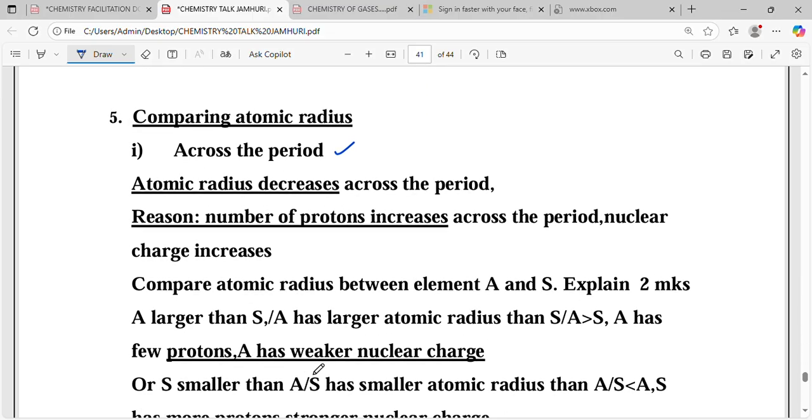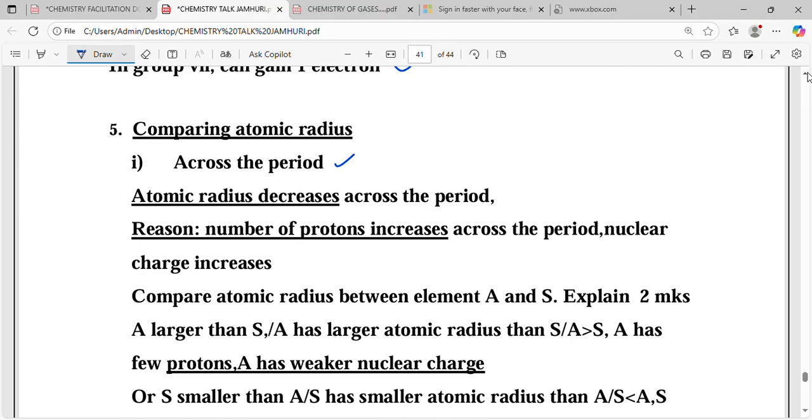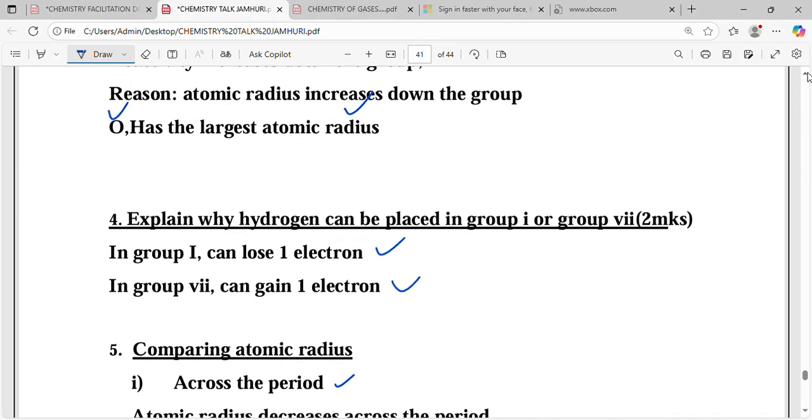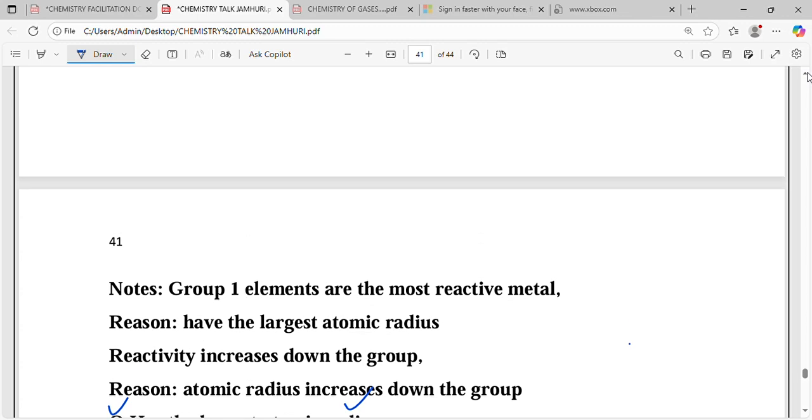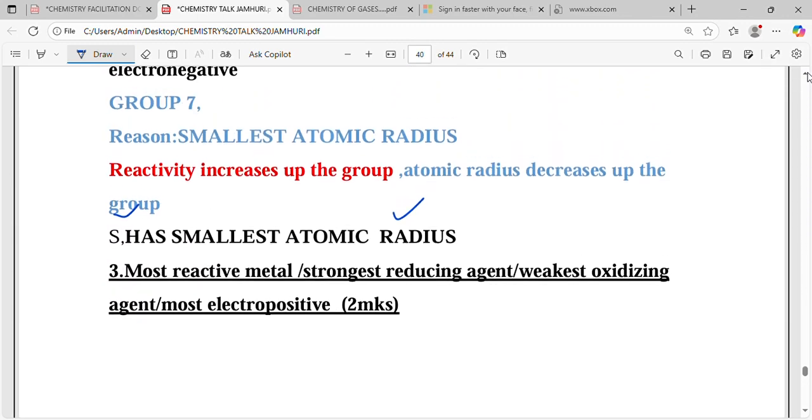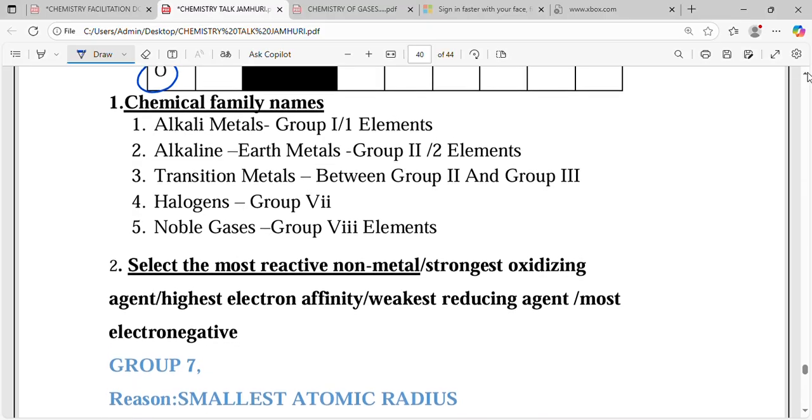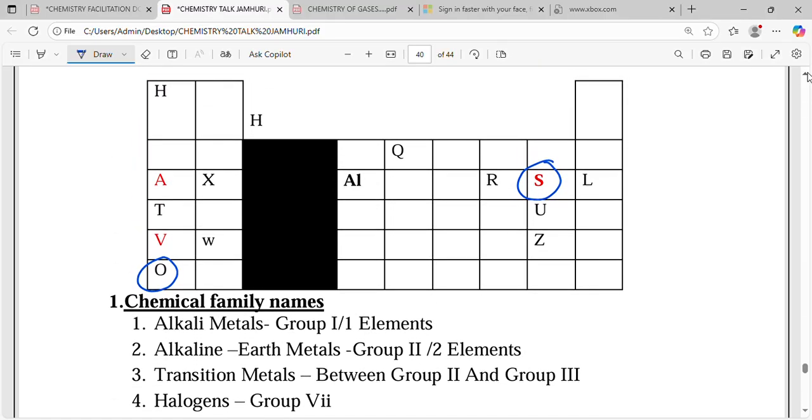So you're asked, compare atomic radius between element A and S. Full stop, explain. So you check if the elements are in the same period.